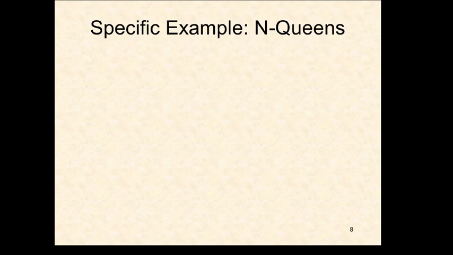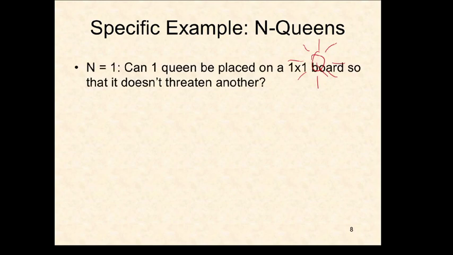So the example we're going to look at is n queens, and a little review if you're not familiar with or don't know chess or haven't done it in a while. A queen can move in the 4 cardinal directions, up, down, left, right, and it can move along the 4 diagonals. What we want to know is, for n equals 1, can I place one queen on a 1-by-1 board so that it doesn't threaten to take another queen? Well, that one's pretty easy. If there's only one queen, there's no other queens for it to threaten or to be threatened by.